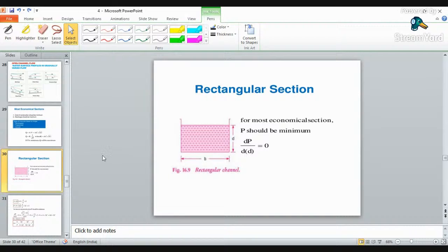First section is your rectangular section. One thing we have seen in the definition is that your perimeter should be minimum, or wetted perimeter should be minimum with respect to its depth. So we have to differentiate your wetted perimeter with respect to D, and for the minimum condition the derivative should be equal to zero. So for the most economic channel section, dP by dD must be equal to 0.